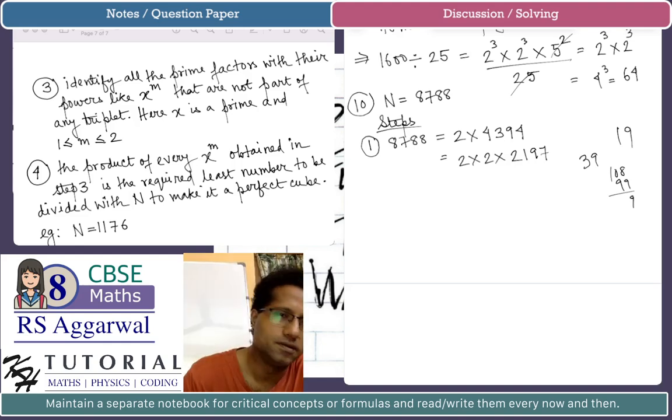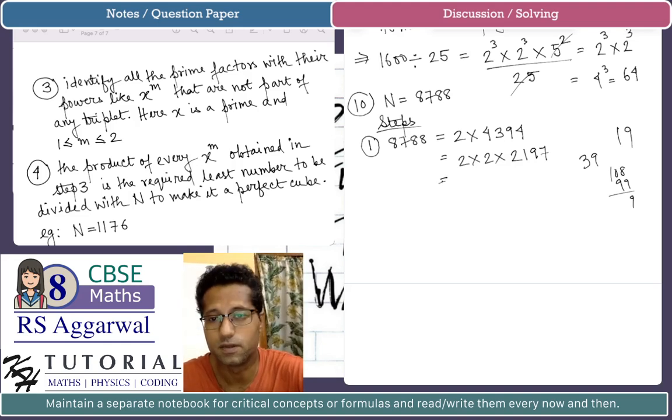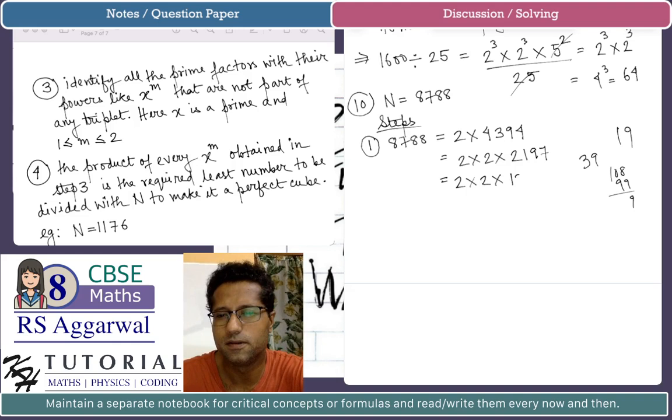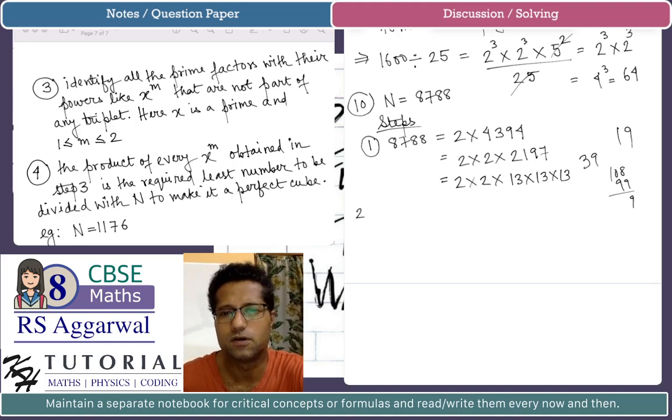13 into 13 into 13. Wow. Okay, sorry friend, I took the help of the internet to figure it out. What is the prime factorization of 2197? So 2197 is 13 multiplied by 13 multiplied by 13. Okay, so this is the prime factorization of the number 8788.